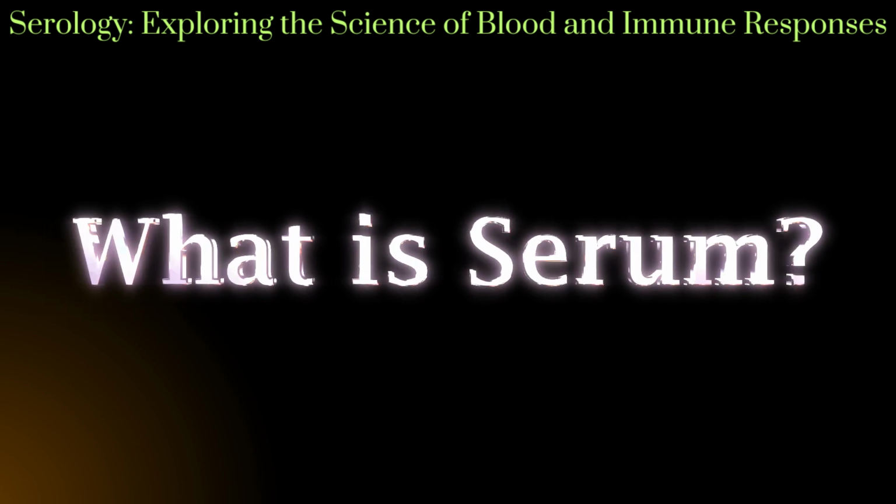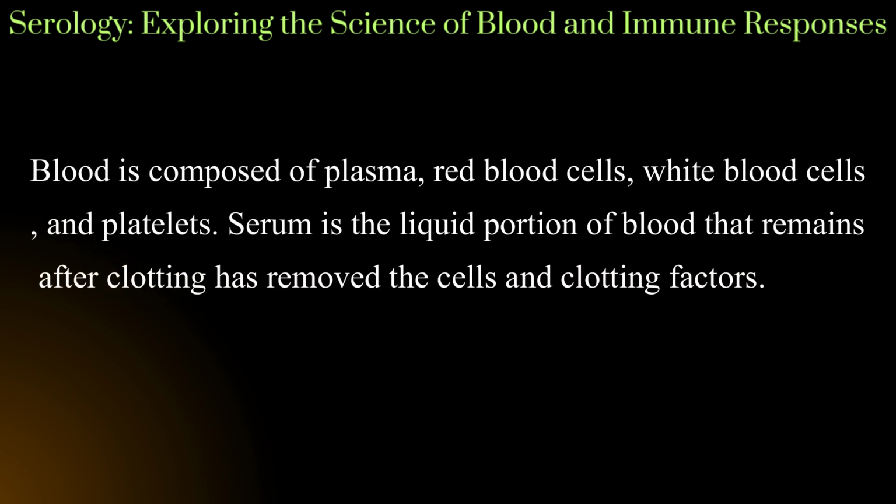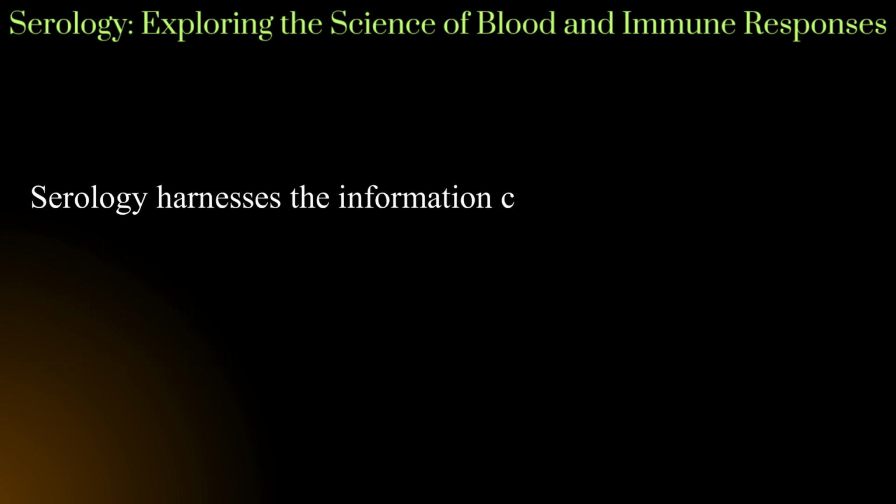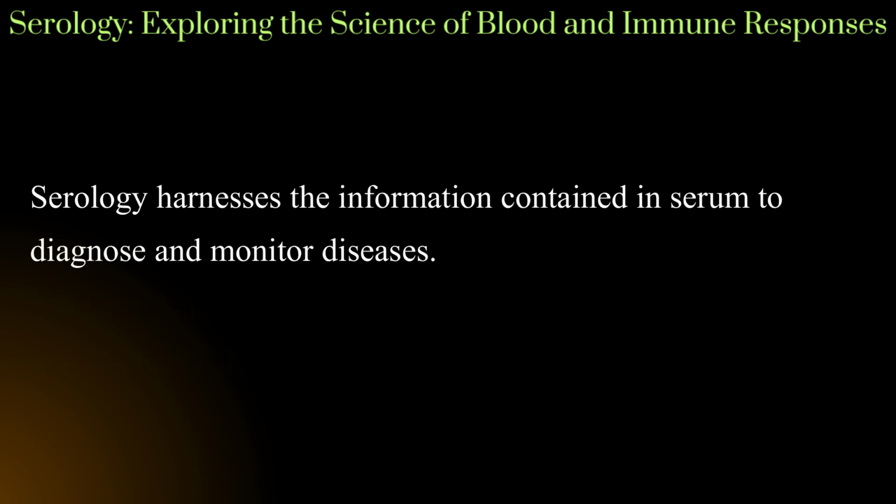What is serum? Blood is composed of plasma, red blood cells, white blood cells, and platelets. Serum is the liquid portion of blood that remains after clotting has removed the cells and clotting factors. It contains antibodies, immunoglobulins, produced by B cells in response to antigens, hormones, enzymes and electrolytes, indicators of various physiological and pathological conditions. Serology harnesses the information contained in serum to diagnose and monitor diseases.